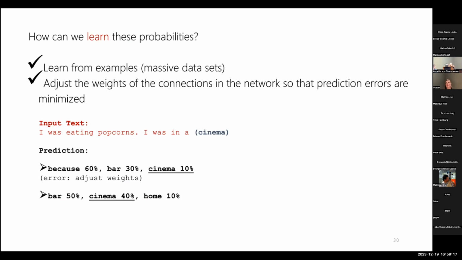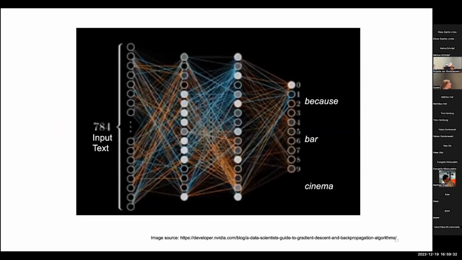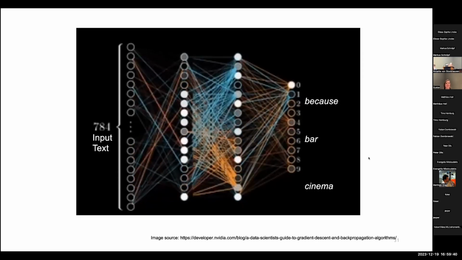Next time I get "bar", which is already better, but I want to have "cinema", so I again will adjust the weights between the neurons in the network. And then finally, I get "cinema", and I have improved my model until it has a good performance. So this is what it looks like. So you keep adjusting the weights until you have a reasonable performance, and you can predict the most probable next words for a given sentence.